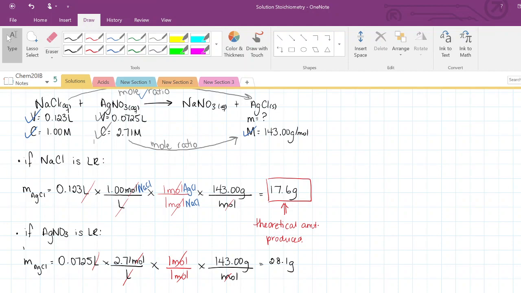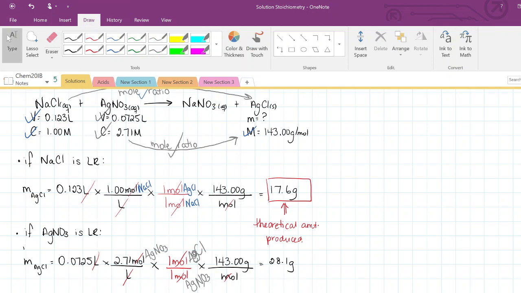I've used up all my quantitative data, so now I have to use the mole ratio. Again, the ratio is 1:1, but I still have to show it. I put moles of what I want, AgCl, on the top, and AgNO3 on the bottom, moles of what I have. You'll notice that the moles of AgNO3 are on opposite sides of the division line, so they'll cancel out.